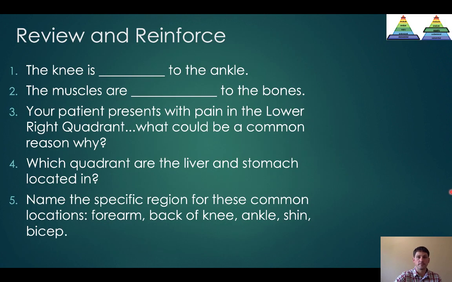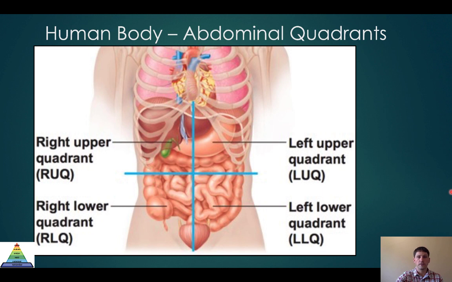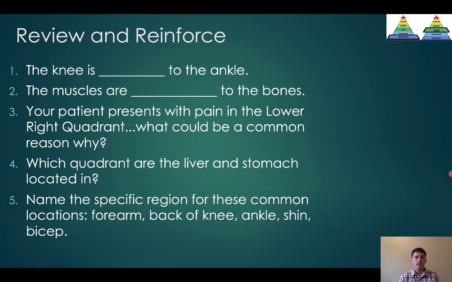Which quadrant are the liver and stomach located in? Well, respectively, the liver is mostly in the right upper quadrant, and your stomach is mostly in the left upper quadrant. And then name the specific region for these common locations. So I'm going to let you go back and look those up to see how you did, because you're going to need to practice all those.